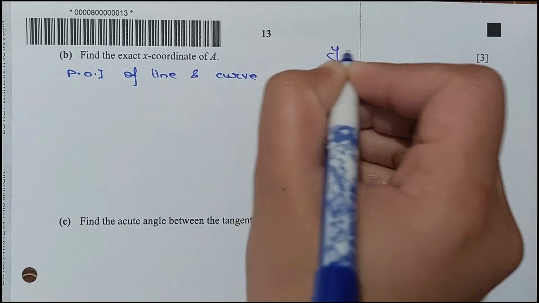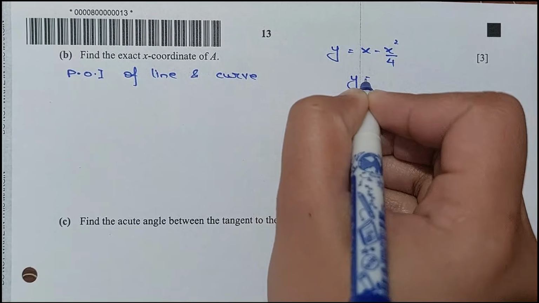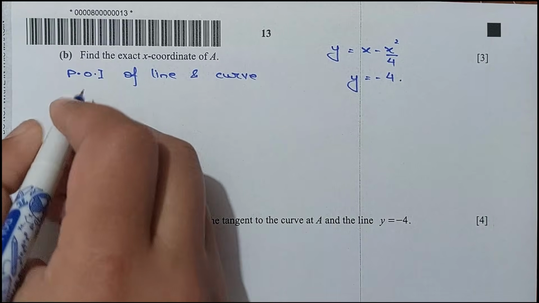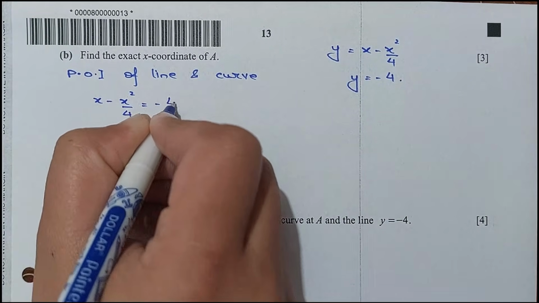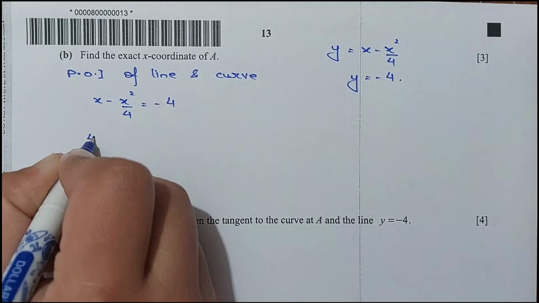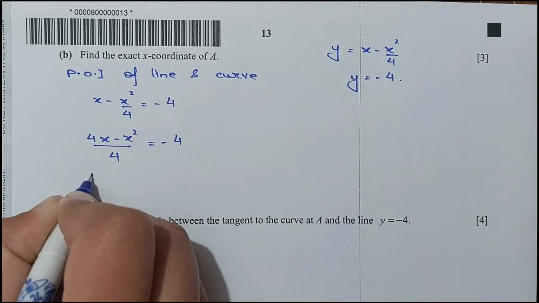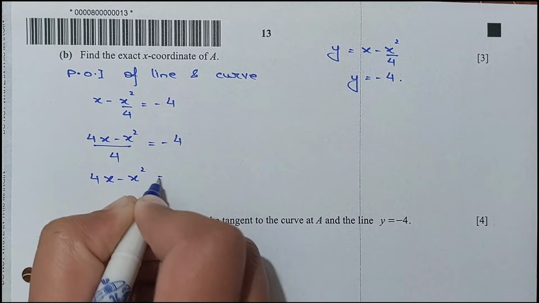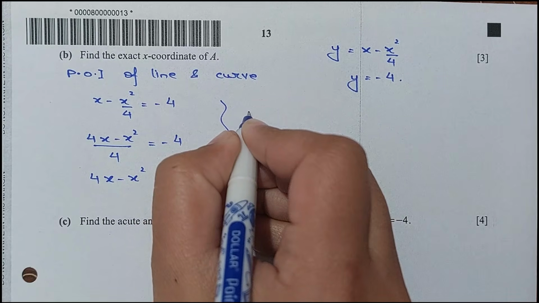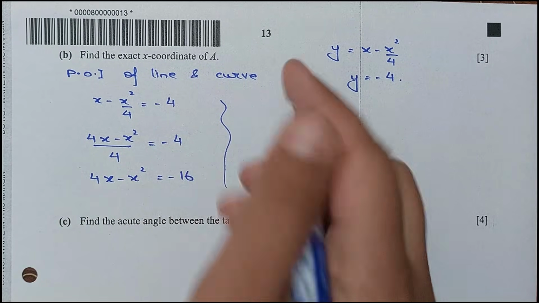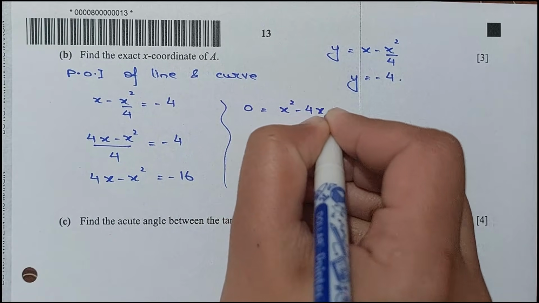So the curve is y equals x minus x square over 4 and the line is y equals negative 4. Okay, so x minus x square over 4 equals negative 4. So 4x minus x square over 4 equals negative 4. 4x minus x square equals negative 16. 4 times 4 is 16. Further simplification, shifting all the terms to the other side, 0 would be equal to x square minus 4x minus 16.